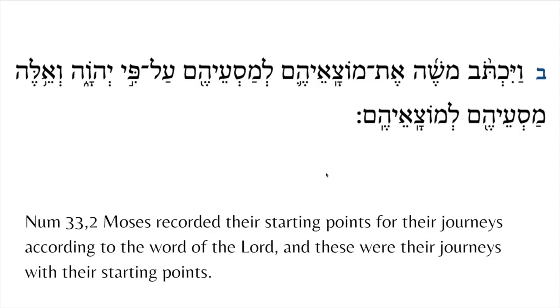The lamed here means for, or of. You can also translate it as of. And then hem is there, again, right? Massei is journeys. The Massei hem, for their journeys. So we have the hem here and the hem here. They both mean there, right? Their starting points, their journeys.